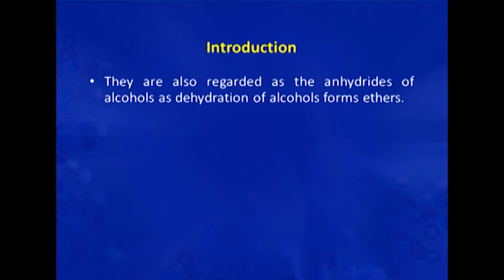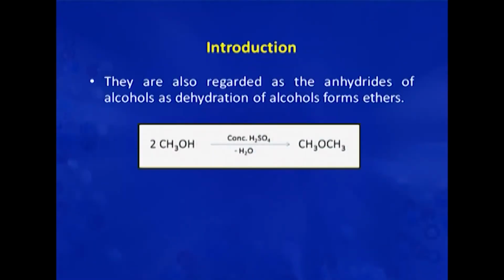Ethers can also be regarded as anhydrides of alcohol. Anhydride means removal of a water molecule from the starting material. Here the starting material is alcohol. If we remove a molecule of water from this alcohol, the resultant product is ether, and that is why ethers are also considered as the anhydride of alcohols.